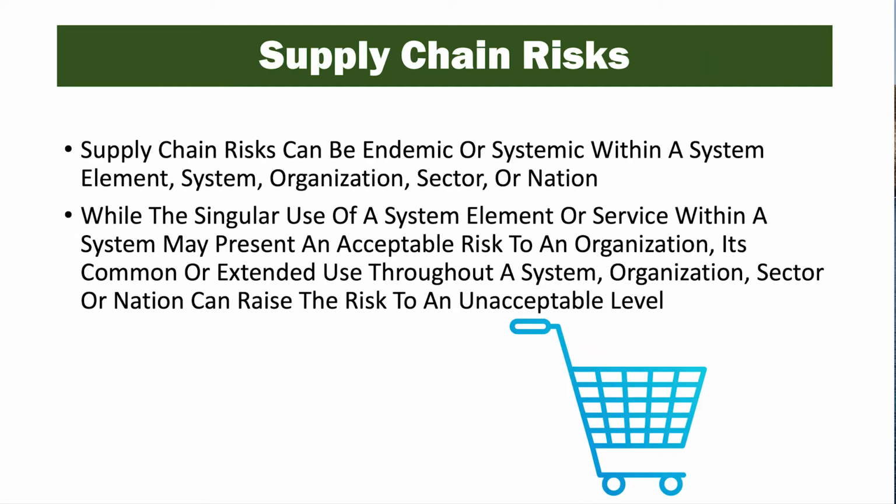Supply chain risk can be endemic or systemic within a system element, system, organization, sector, or nation. While the singular use of a system element or service within a system may present an acceptable level of risk to the organization, its common or extended use throughout a system, organization, sector, or nation can raise the risk to an unacceptable level.